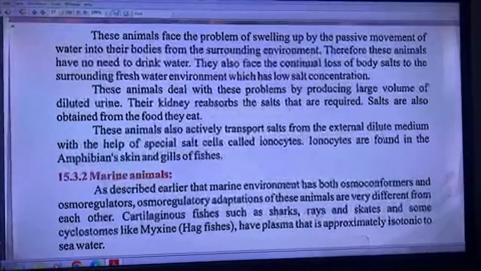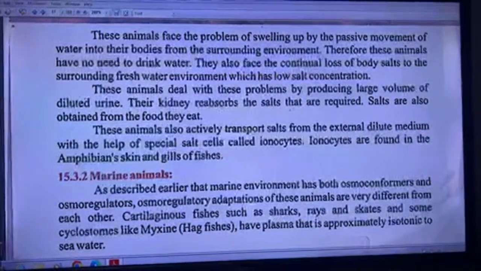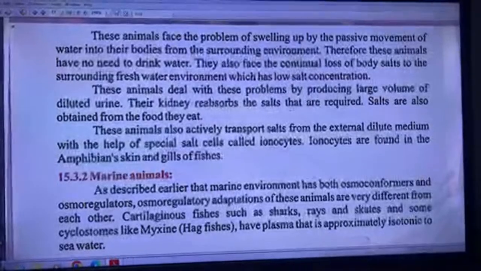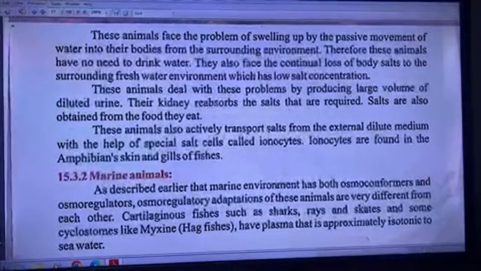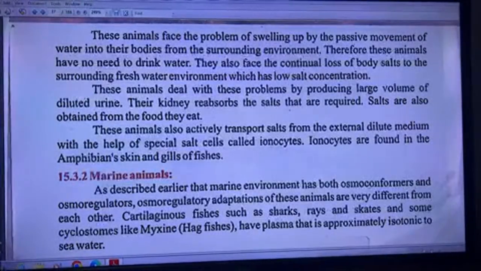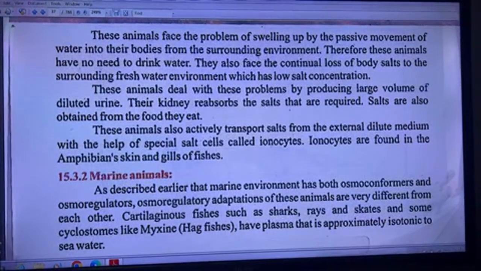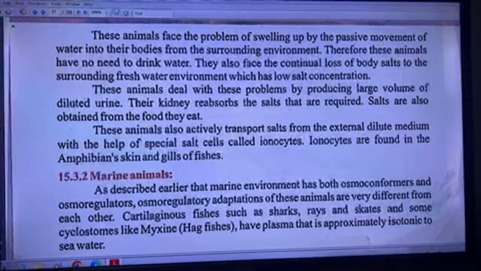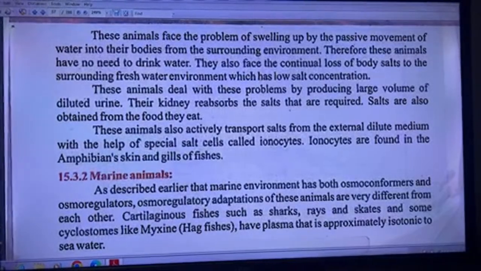They also face the continual loss of body salt to the surrounding freshwater environment, which has low salt concentration. These animals deal with these problems by producing a large volume of dilute urine. Their kidneys reabsorb the salts that are required. Salts are also obtained from the food they eat. These animals also actively transport salts from the external dilute medium with the help of special salt cells called ionocytes. Ionocytes are found in amphibian skin and the gills of fishes.